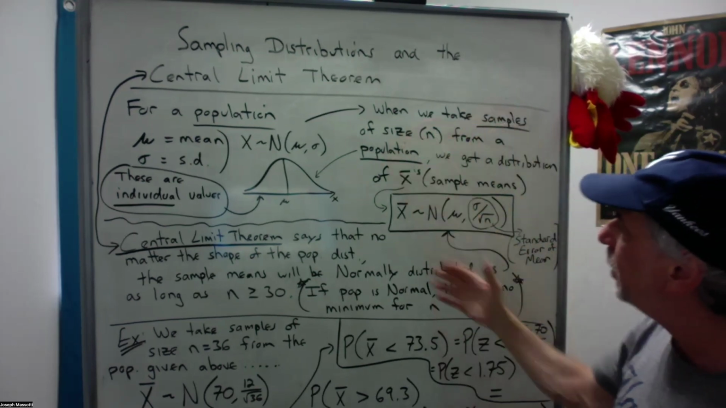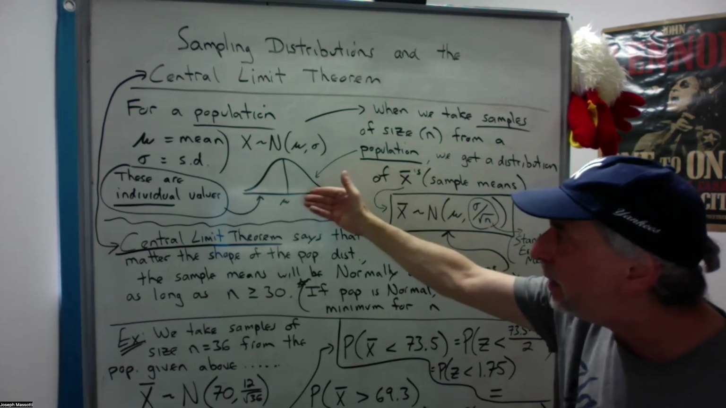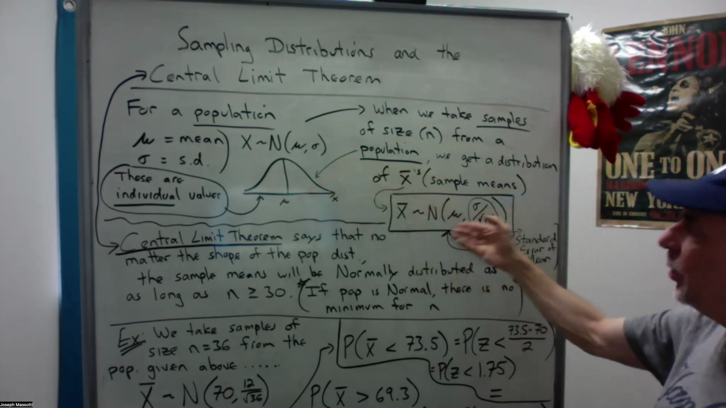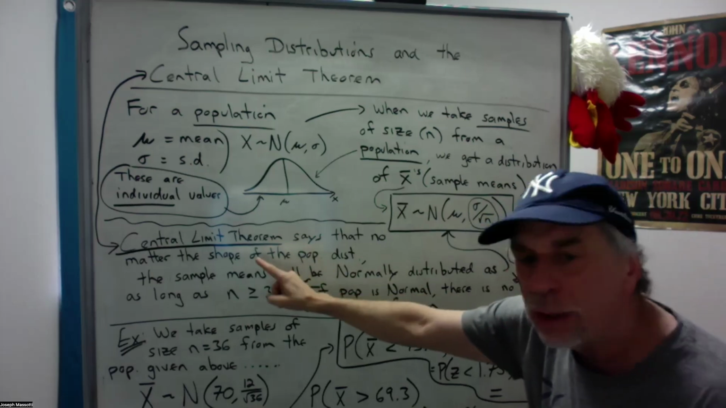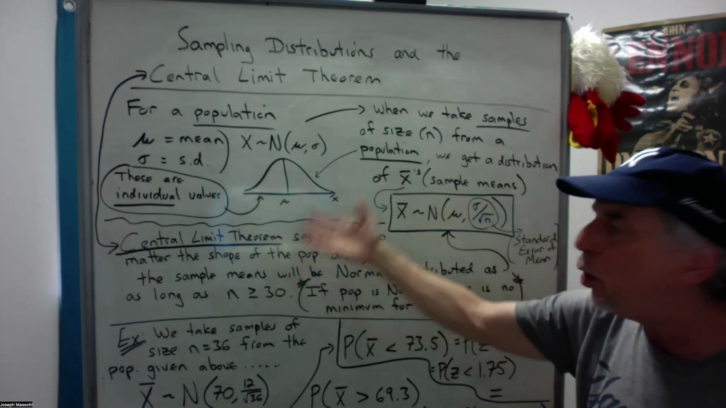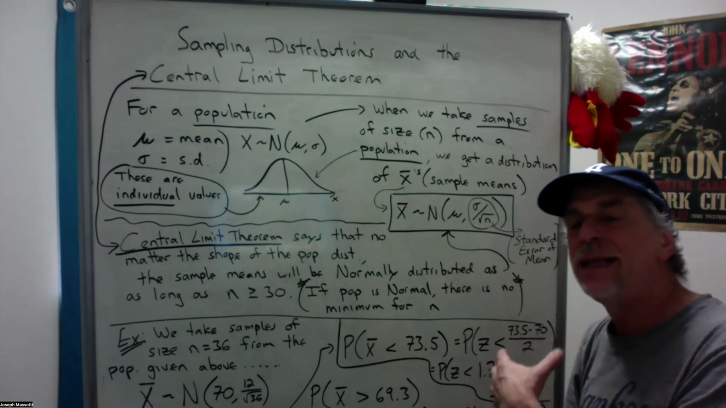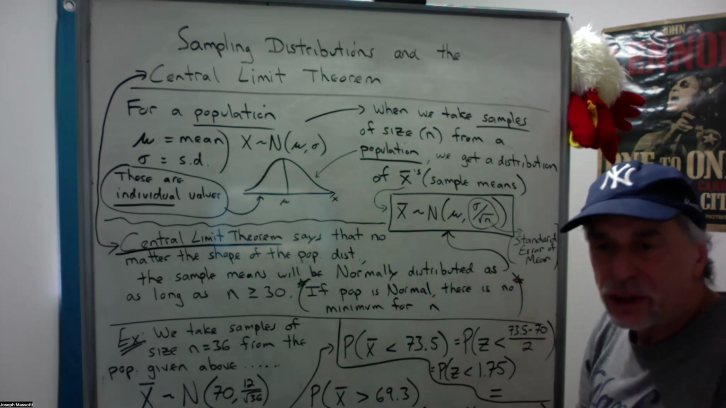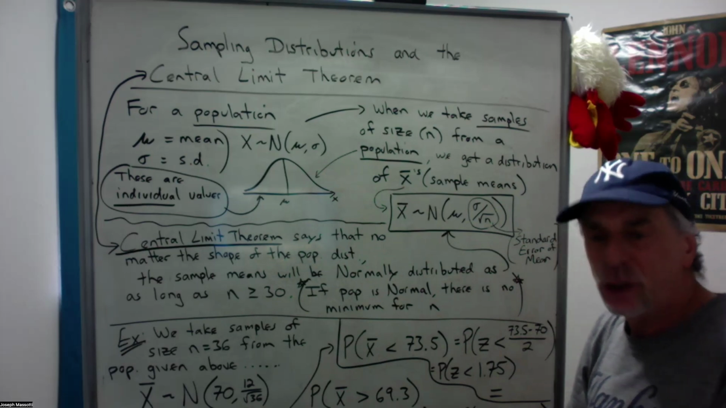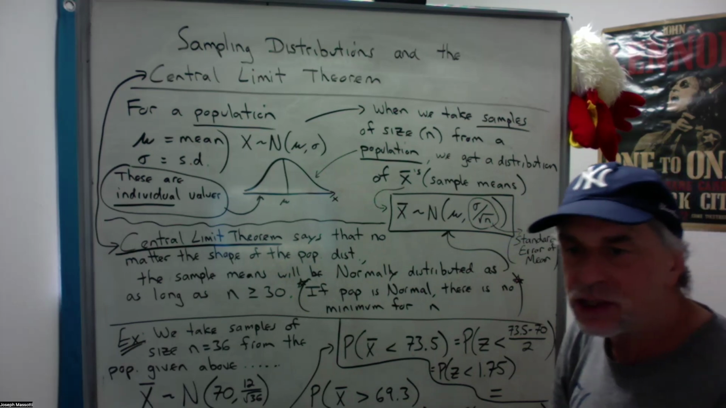So when we take a sample, we know the sample means. If the population is normally distributed, we know the sample means are also normally distributed in this way. What the central limit theorem says is that no matter what the shape of the population distribution, so let's say we take samples from a uniform distribution or some other distribution that we haven't even talked about, exponential or hypergeometric, these things that we haven't even discussed.